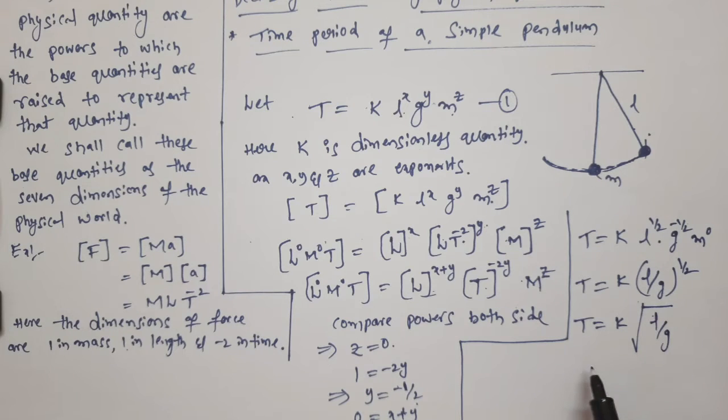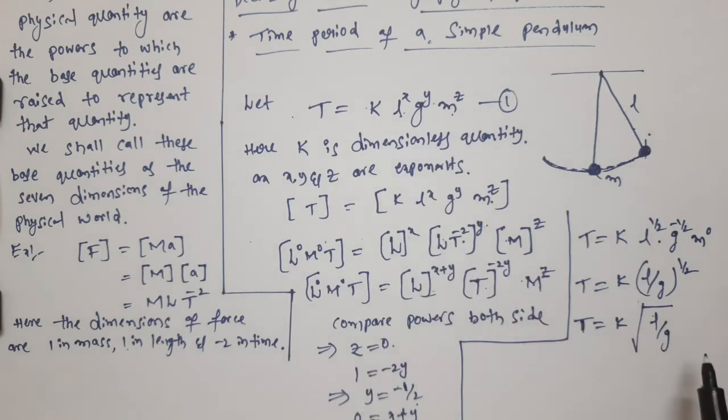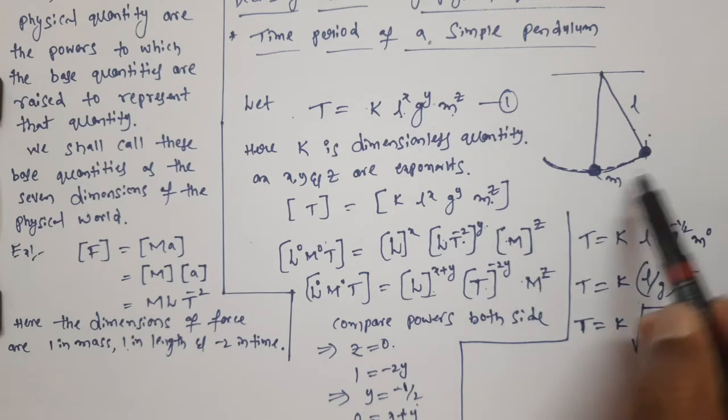Yes. So by using dimensions, we are getting the final equation like this: T, the time period of a simple pendulum, is equal to K into square root of L by G. So are we getting any mass term here? No. We are assuming that initially the time period depends on mass, but finally we are not getting a mass term here. That means whether you take 1 kg mass here, or 5 grams mass, or 2 kg mass, the time period doesn't change.